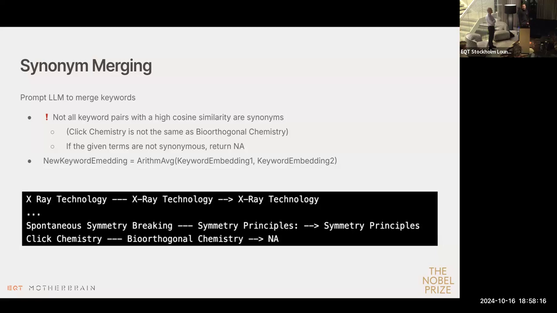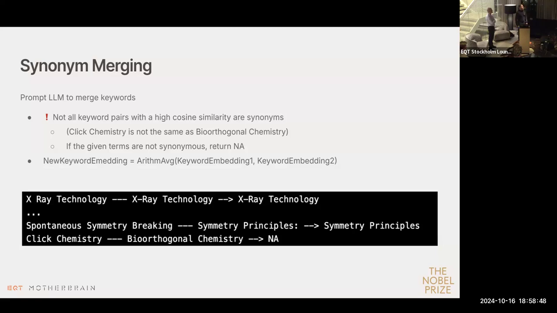For example, it's always a matter of discussion, right? What is a synonym and what is not. But in this case, for example, click chemistry and bioorthogonal chemistry is something that we would not want to consider to be similar enough. So we did not only ask the large language model to merge the keywords into one, but also to say that if it doesn't agree that these terms are synonyms, then it should just return NA, and then we would not merge them.